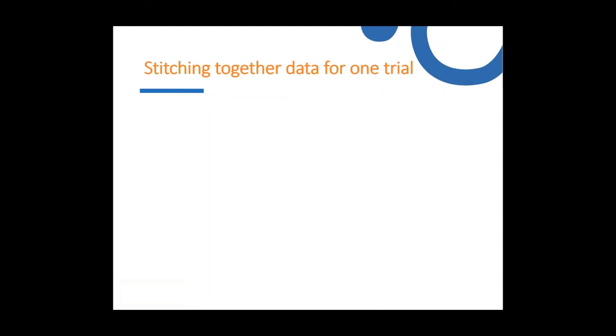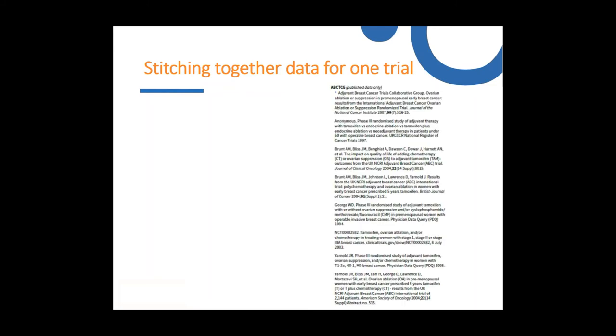One intermediate step that is often left undescribed is the actual manual process that a systematic reviewer undertakes, which involves stitching together all the data for the one trial. We do this so that we have the most complete view of the trial data under investigation, and we can make an assessment of the trial's quality. So this is what it typically looks like in a Cochrane review.